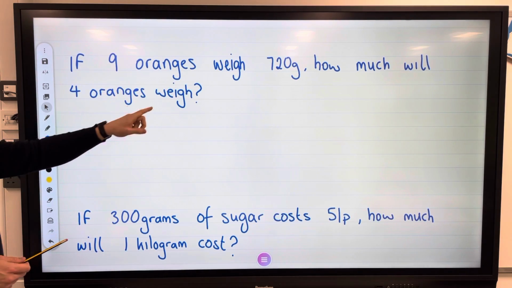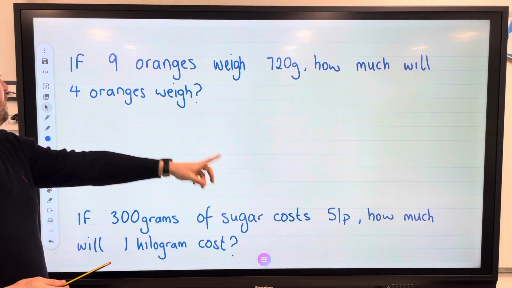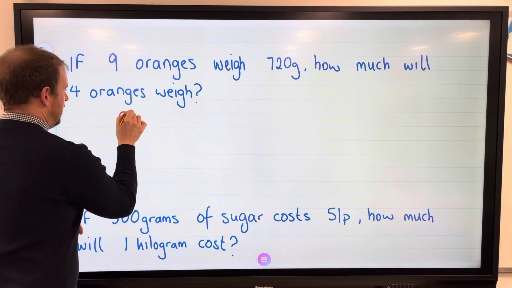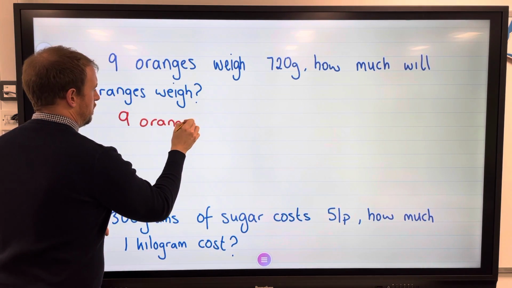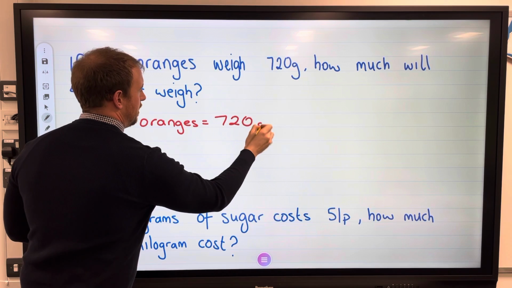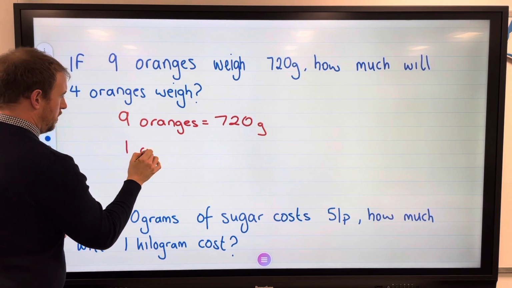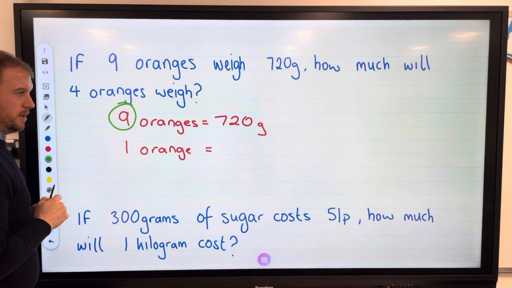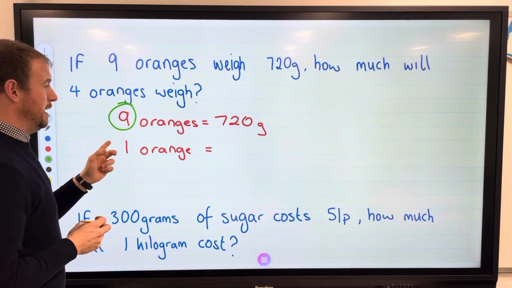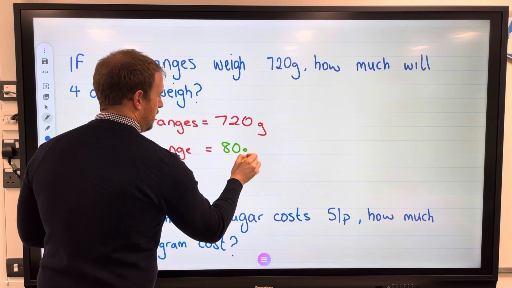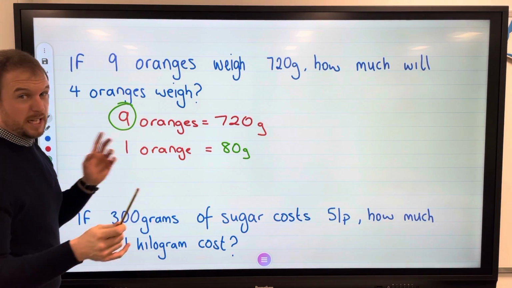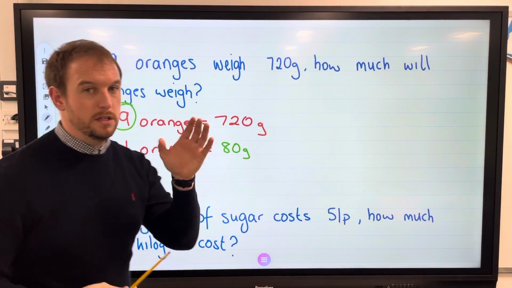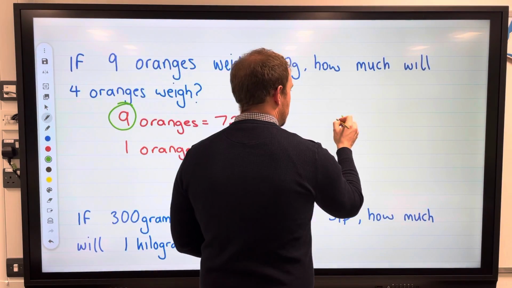If 9 oranges weigh 720 grams, how much will 4 oranges weigh? So let's make that look a little bit more mathematical. 9 oranges equals 720 grams. Let's find the value of 1 by dividing by how many we've got. 720 divided by 9 is 80 grams, because what I did there, I did 9 goes into 72 8 times. Don't forget the 0. If you can't do that in your head, then we can use the bus stop method over here.